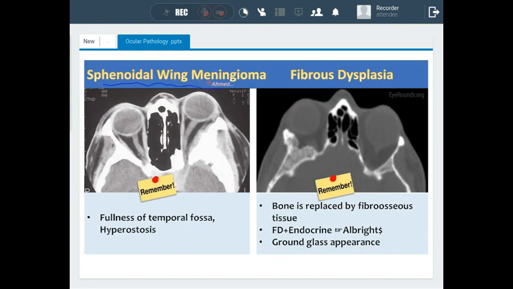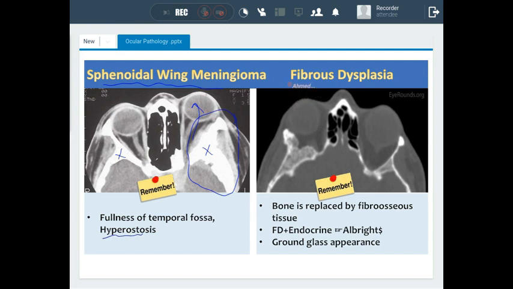So here is the sphenoidal wing meningioma. As you can see here, there is enlargement of the sphenoidal wing. There is thickening. There is fullness of the temporal fossa. And if you examine this patient at the temporal area, you find that this temporal area is thickened, caused by bone hyperostosis. As you can compare the sphenoidal wing here with the sphenoidal wing there, there is a marked difference between here and there. And this can also lead to proptosis and pushing of the globe forward, and they can be diagnosed by imaging.